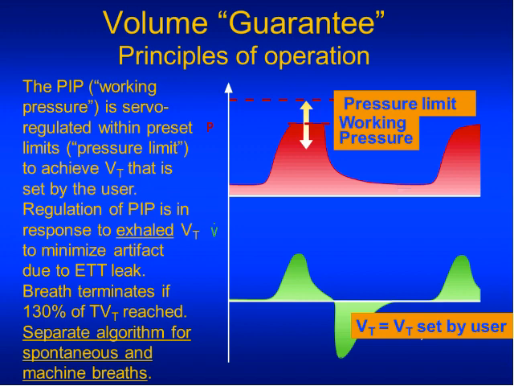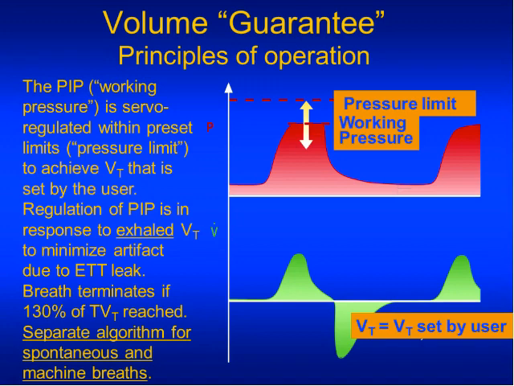So we have talked a bit about volume guarantee as becoming increasingly the prototypic modality that has become somewhat generic. People are starting to refer to volume targeted ventilation as volume guarantee, even though strictly speaking, volume guarantee refers to it as implemented on the Draeger device. But for example, Avea has now implemented a version of volume guarantee on their device.